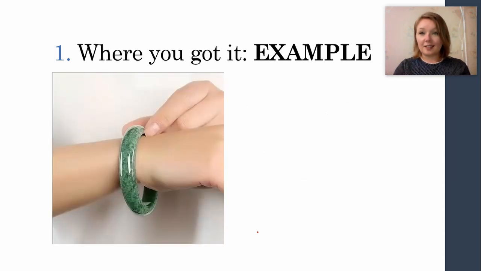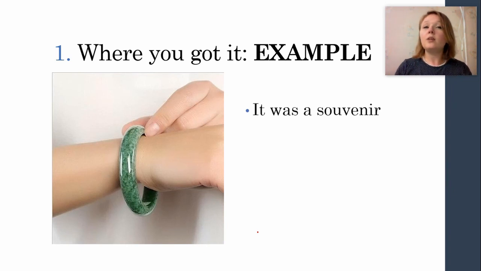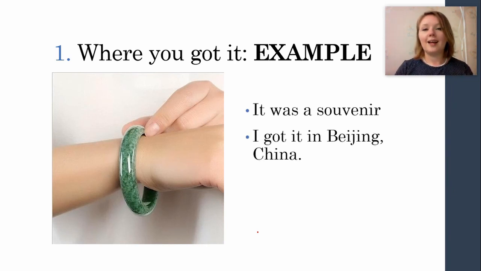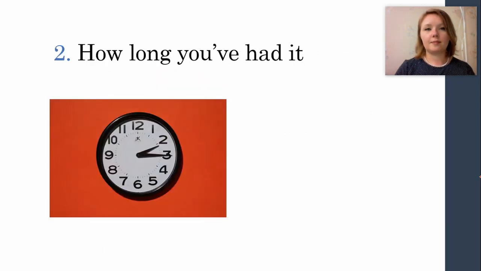Here we see a nice jade bracelet. I could say it was a souvenir. I got it in Beijing, China. So this is another way to describe it. I can say it was a gift, it was, in this case, a souvenir. And where did I get it? In Beijing, China. So that's how we talk about where we got something.